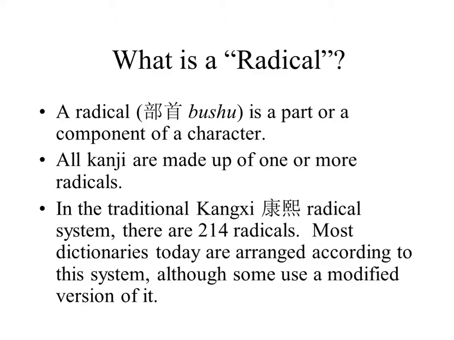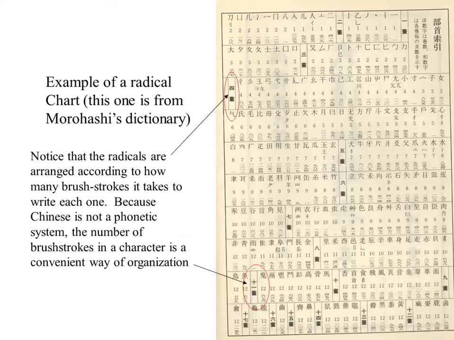I would argue that if you know the Kangxi radical system, you're really able to walk into any library in the world and use most of the reference works there. So this is really a key. It's not just dictionaries, there's lots of reference works that use this system. In the Kangxi system, there are 214 radicals. That may seem like a lot, but actually it isn't really.